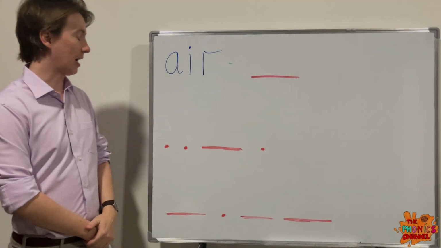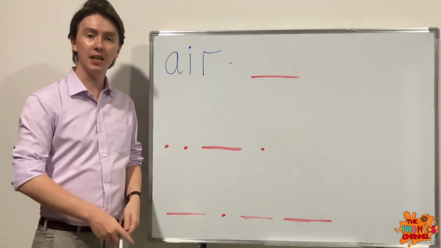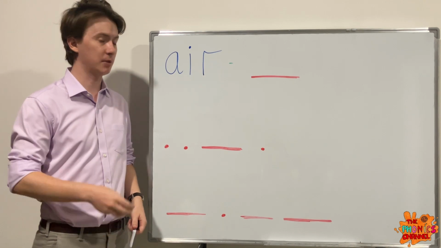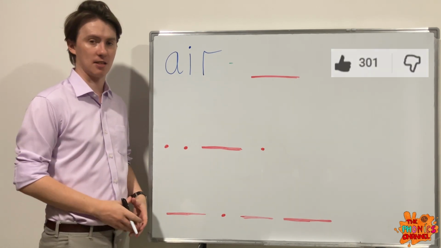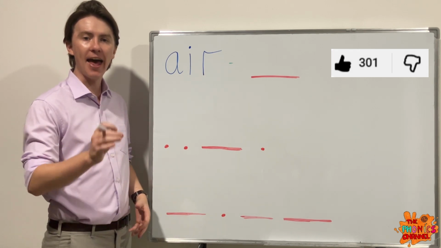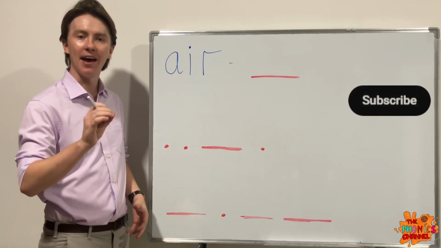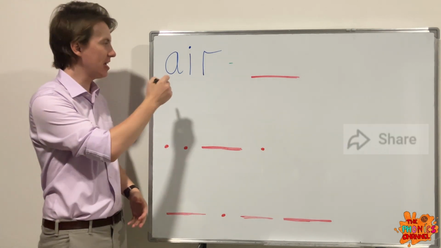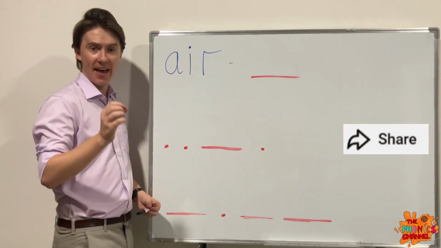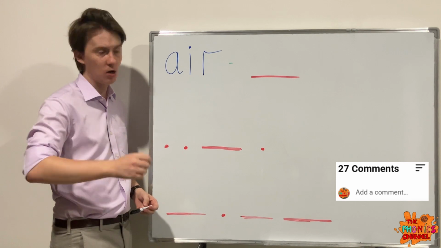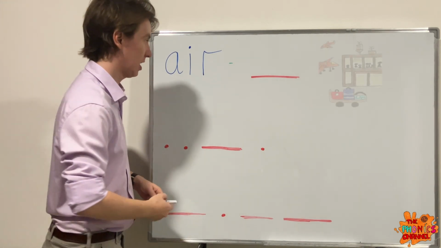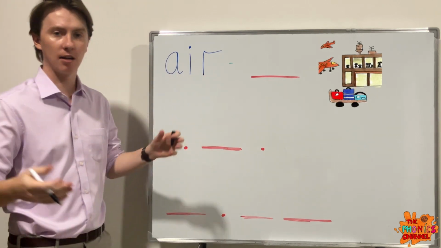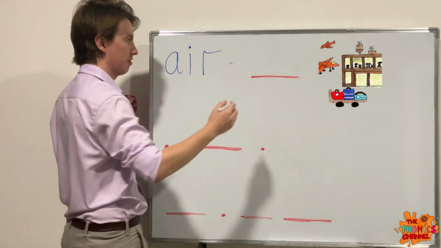Lesson where we look at the trigraph, the three-letter sound. A trigraph is three letters making one sound, which is the air sound. Air, air. Okay, so A-I-R makes the air sound in words. And the first word we have is air. Okay, so the trigraph air can be a word by itself.